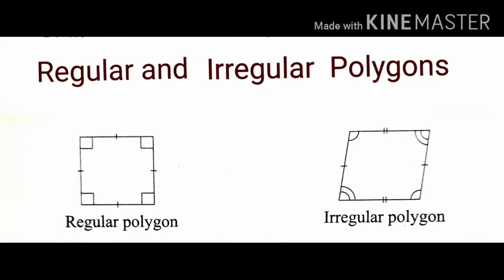A regular polygon is one where all sides are equal to each other and all angles are equal to each other. An irregular polygon is one where opposite sides are equal to each other and opposite angles are equal to each other. Another way to say it: in an irregular polygon, the measurements of all sides are not equal and the measurements of all angles are also not equal.